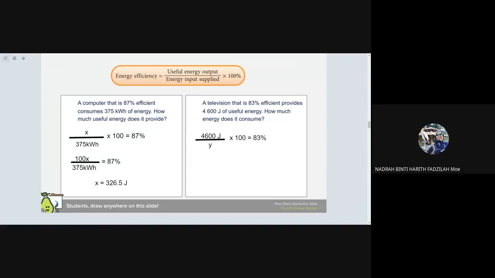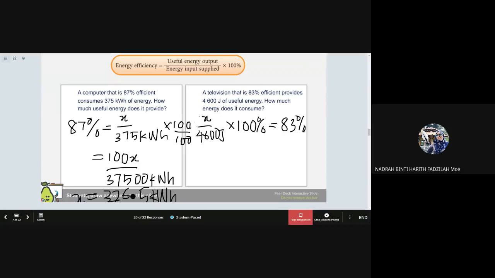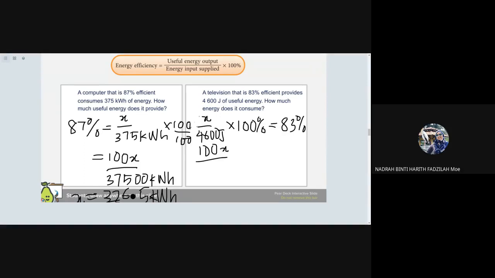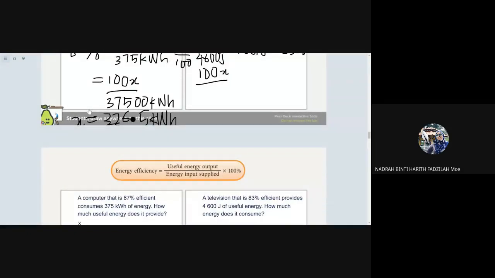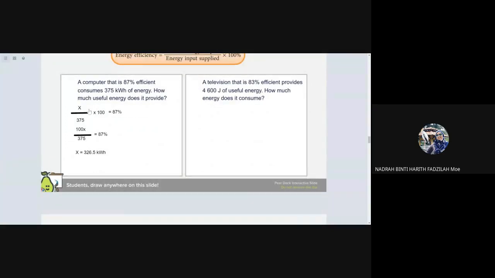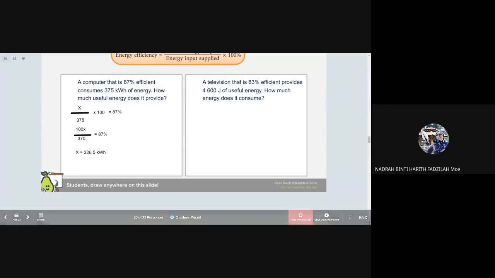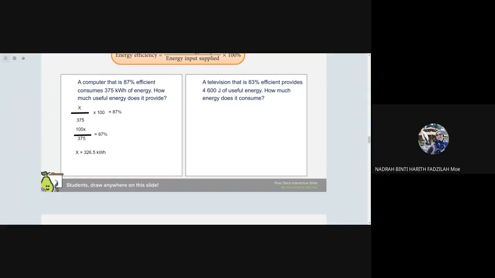Cumanya you have to be alert lah whether the information given is using kilowatt or using joule? Okay ya. Kenapa some of you get 3 to 6.5 ya? 87 times 375 divided by 100. Mana dia dapat 5 tu?